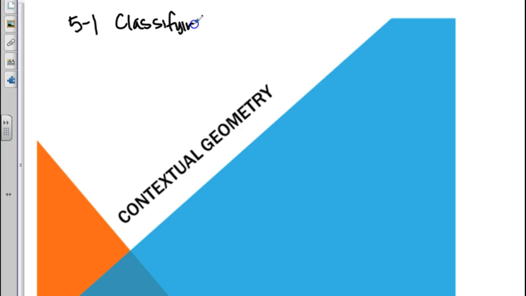So classifying triangles, and we're going to look at several ways to classify triangles. We'll classify triangles by their sides and also by their angles. All right, so let's look at classifying triangles by their angles first.